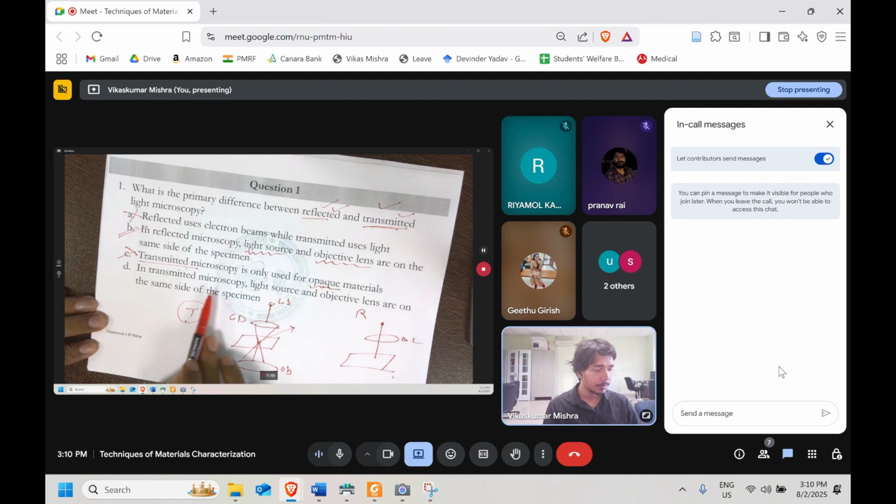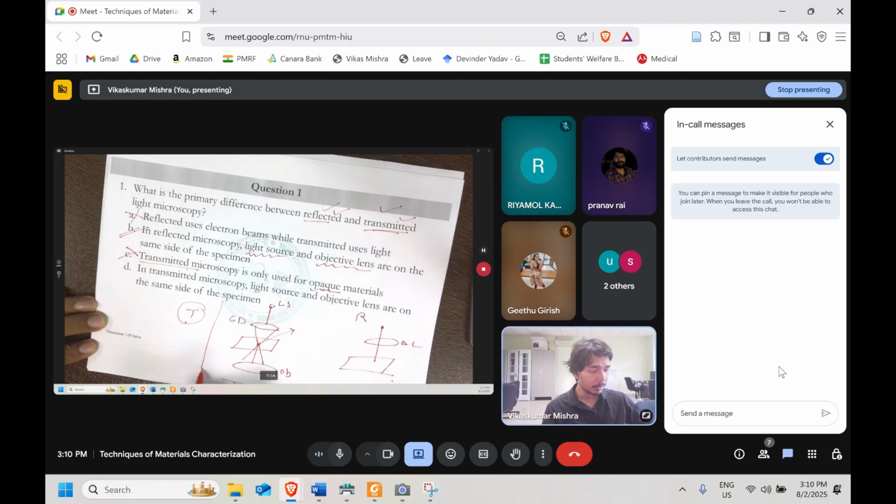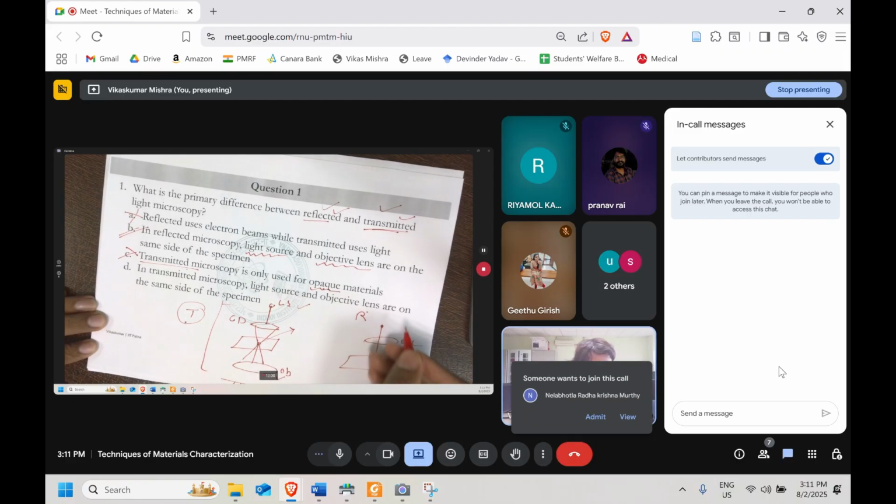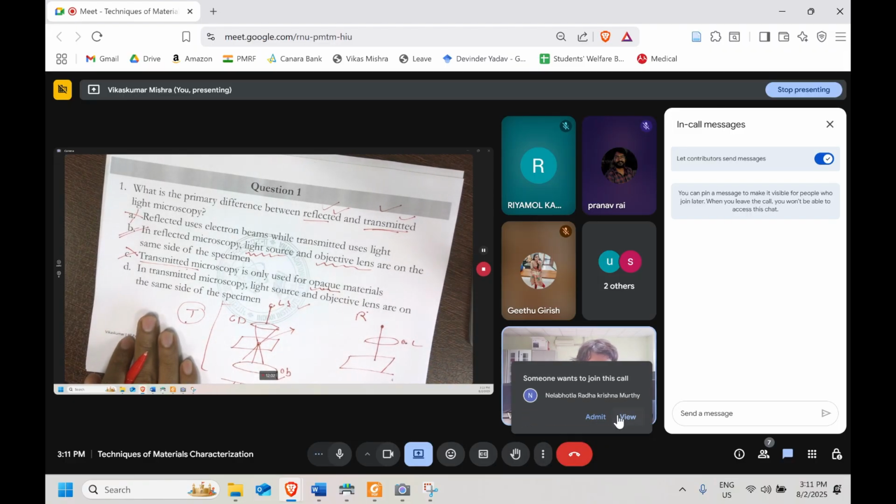D. In the transmitted microscope, the light source and the objective lens are on the same side of the specimen. Transmitted microscope, this is the one we talk about. The light source, this one, and the objective lens, this one, are on the same side of the specimen.